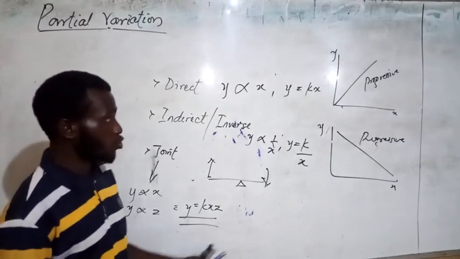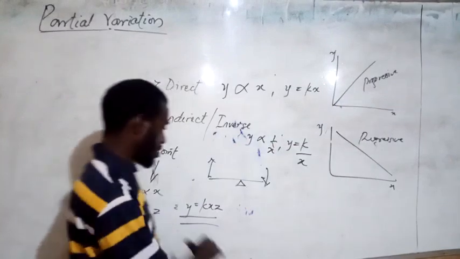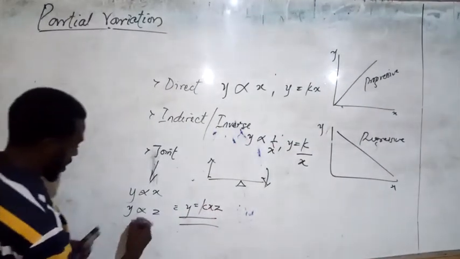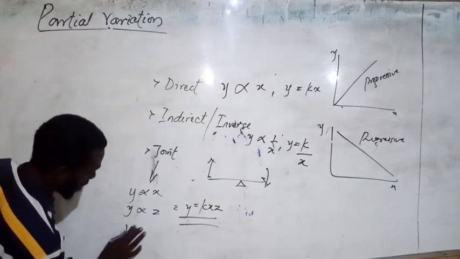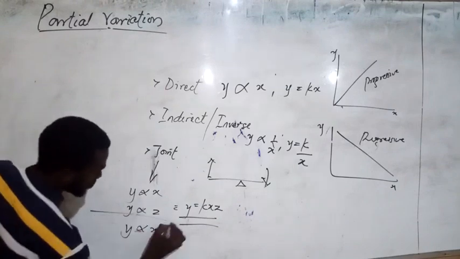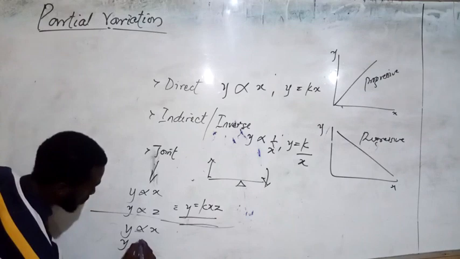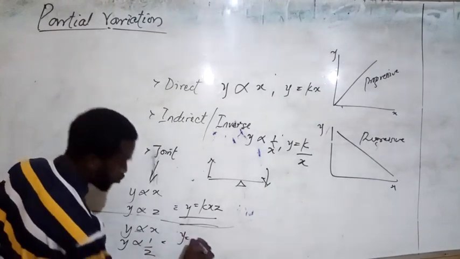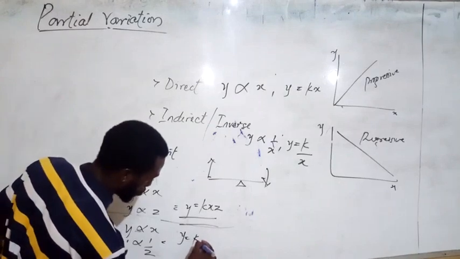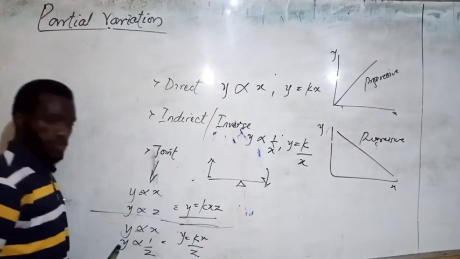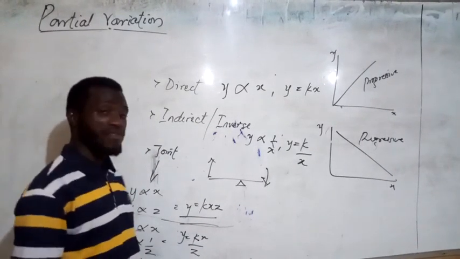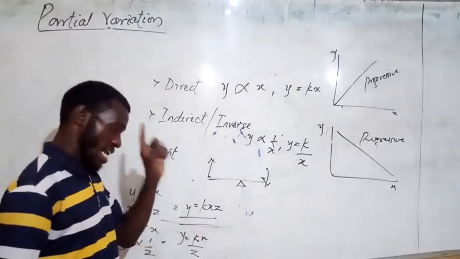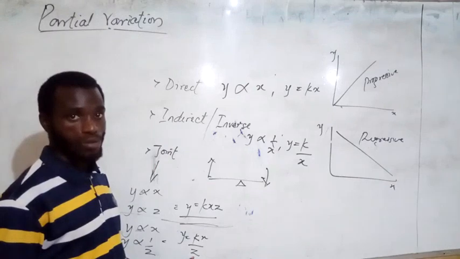And the graph is also going to be progressive because it is totally direct relationship here. Now, but if it's something like y is directly proportional to x and y is inversely proportional to z, when you introduce your constant, you're going to have y equal to kx over z. So in this kind of situation, you're going to have two types of graph. You're going to have a progressive with respect to x and a regressive with respect to z.